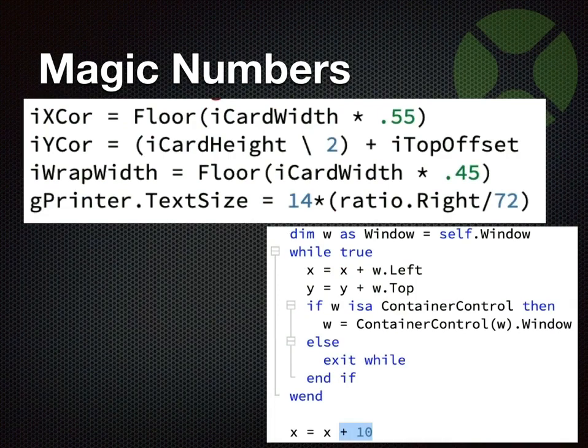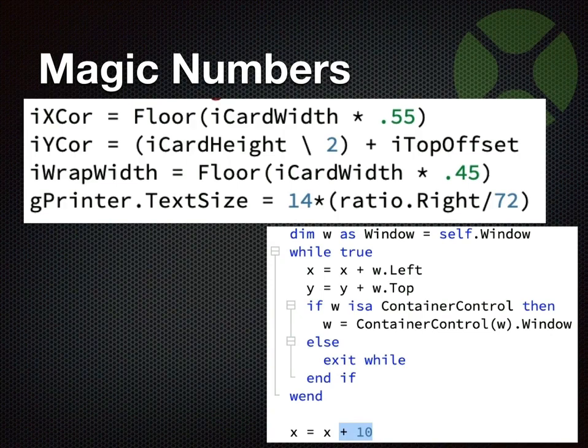Magic numbers. Can anybody tell me why we're multiplying card width times 0.55? Or why we're doing the wrap width times 0.45? I can sort of guess based on what's going on, the text size, 14 times ratio dot right divided by 72. I suspect this has something to do with text size, but again, I don't know. There are 0 comments in here, so these are magic numbers.